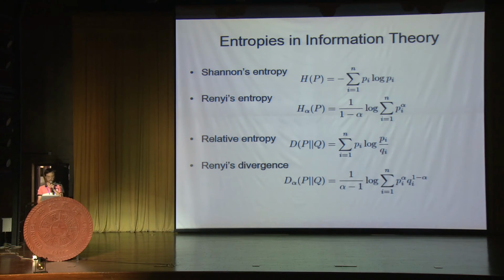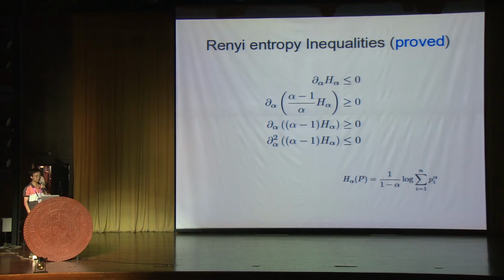These are different entropies in information theory, but in this talk we're concerned with the last one, which is the Rényi divergence, which essentially measures the divergence between two distributions with alpha as a deformation parameter. So these are entropy inequalities, which were proved in information theory textbooks. We will show here that the supersymmetric Rényi entropy also satisfies these inequalities.